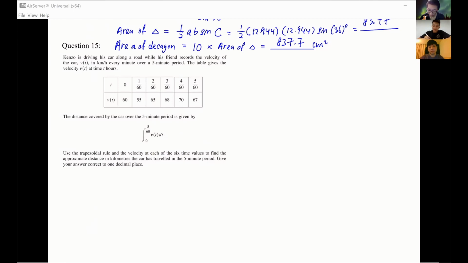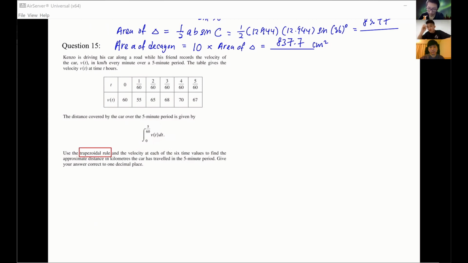And this is the data that he collects. The distance covered by the car over 5 minute period is given by this integration. So you know that integrating the velocity with respect to time gives you the distance, right? Because velocity times time is the distance. So use trapezoidal rule. You are asked to use trapezoidal rule.